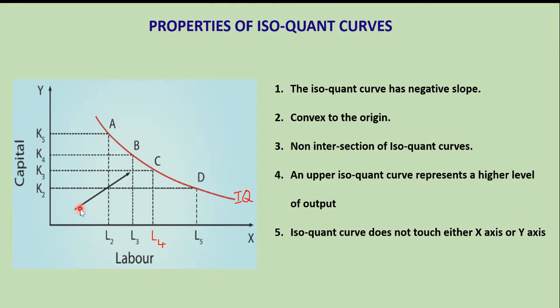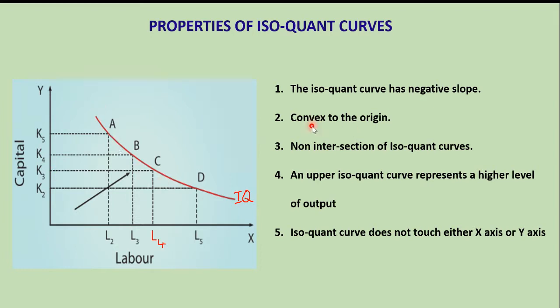In this diagram, I would like to repeat again. The combination A refers to more capital and less labor. As the producer moves from A to B, from B to C, from C to D, more labor is used and less capital is used. Were you able to understand?